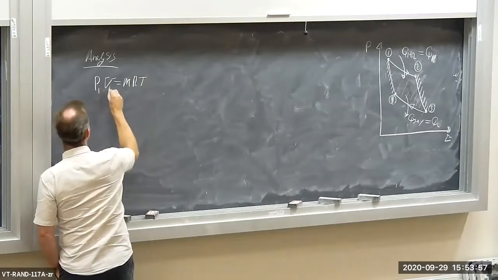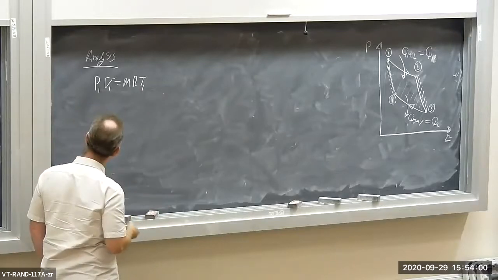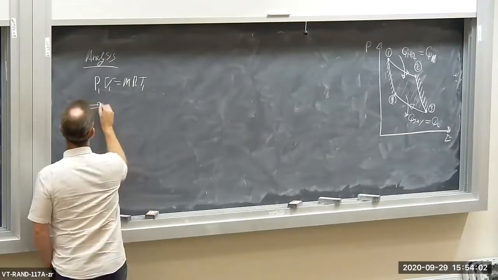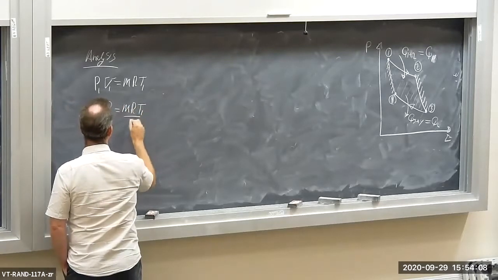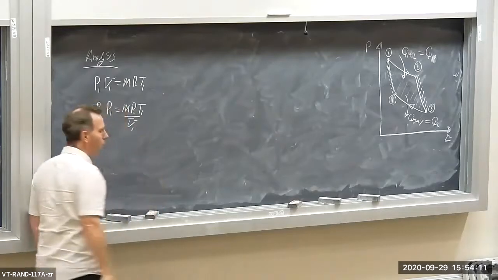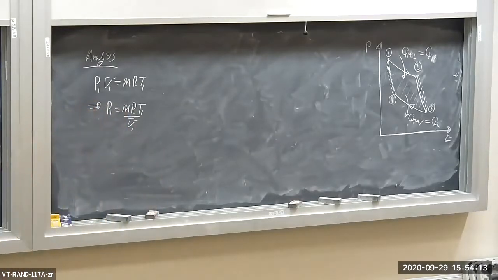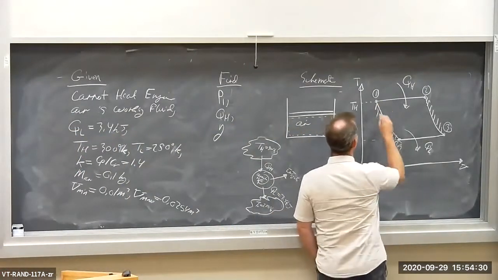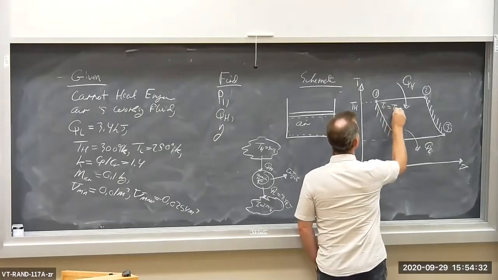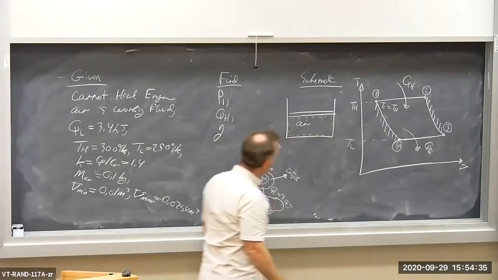I can evaluate this at state 1. I want to know the pressure at state 1, so I can solve this. P1 is equal to MRT1 over V1. Now, what are these temperatures and volumes? Let's go back to our TV diagram and see if we can figure out what T1 and V1 are. T1 is equal to T high. That's the high temperature.